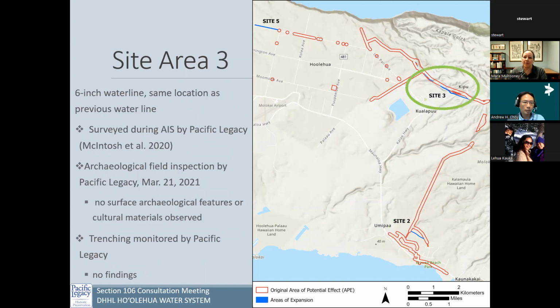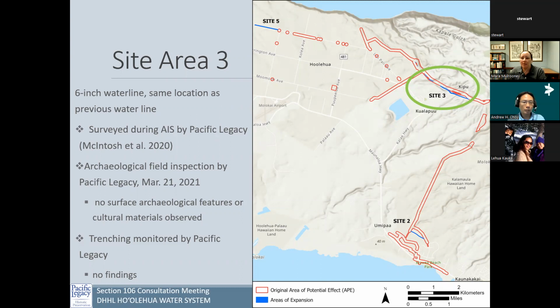In site area 3, which is a 6-inch transmission main that connects Ka'uluvai to Ho'olehua, the team chose to run the line in the same location as the previous water line. Now, this area was actually surveyed during the Archaeological Inventory Survey, or AIS, that was conducted by our team at Pacific Legacy. And the reference to the report is McIntosh et al.